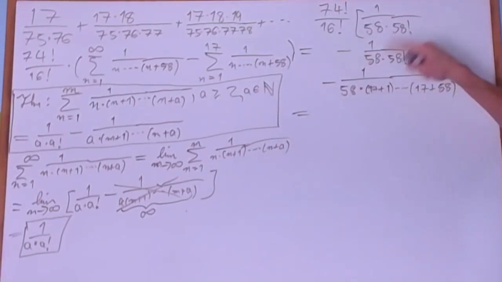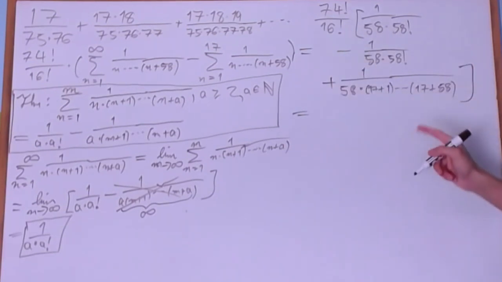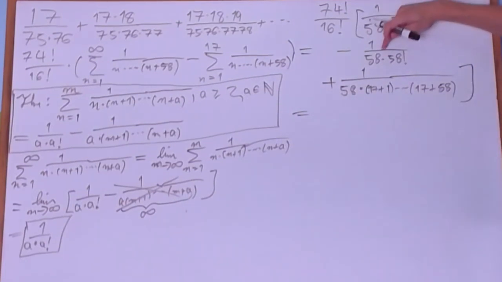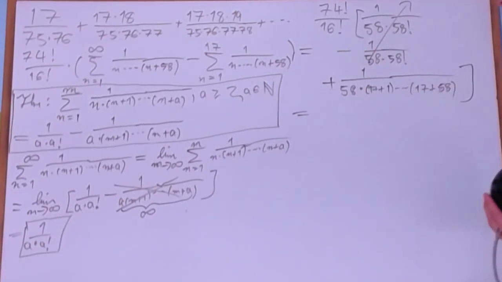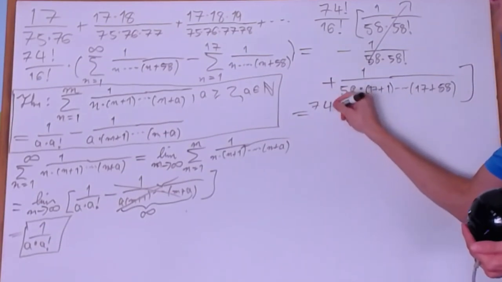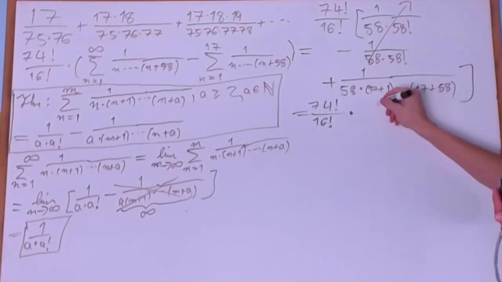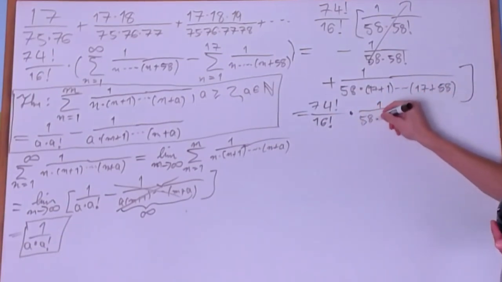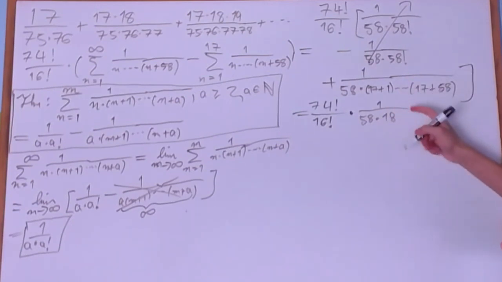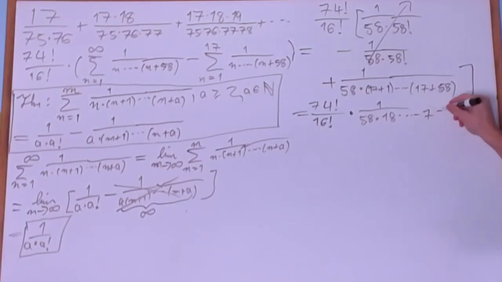So we have a minus 1 over 58 times 58 factorial and a plus 1 over 58 times all that. And right there, we have the positive version and then minus it. Those cancel each other out. And what do we get out the other side? Well, we get 74 factorial over 16 factorial times the only thing that's left, which is 1 over 58 times, this is going to be 18 multiplied all the way up until, what's 17 plus 58? Well, it's going to be 75.